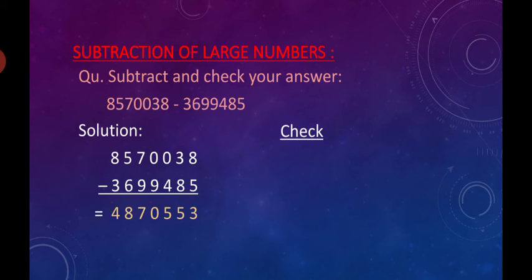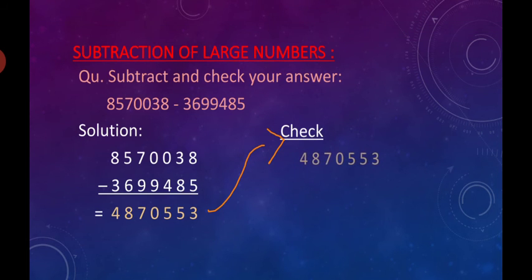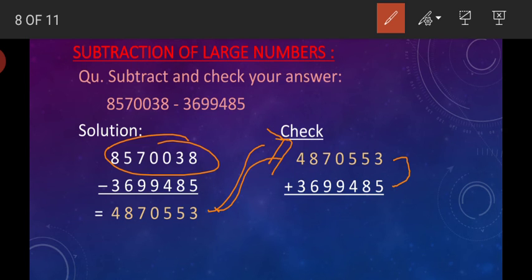Then check. While you are checking, what to do? We have to write the difference on the top. After that you have to write the subtrahend. Okay, and you have to add these two to get the minuend. Okay, the checking process is you have to write the difference first, to which you have to add the subtrahend and you get the minuend. Okay, that is the process of cross checking.